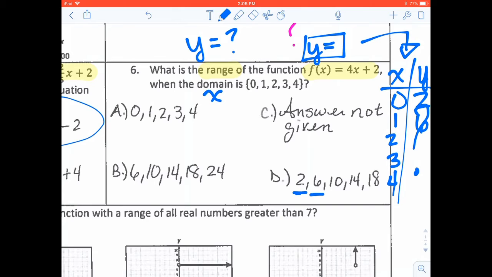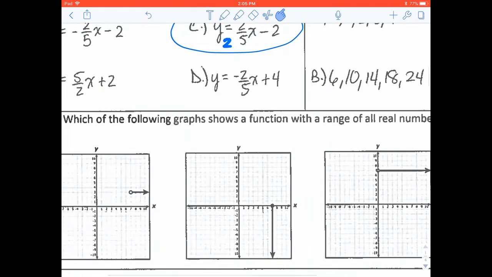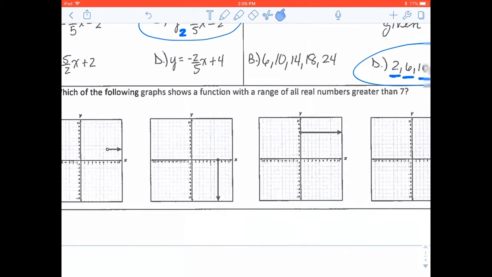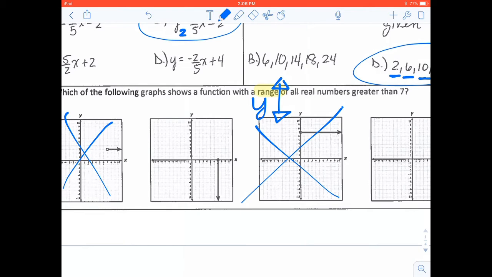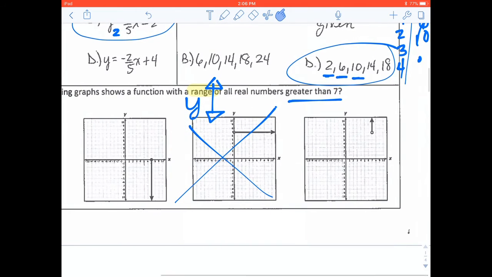Question 7. Which of the following graphs shows a function with a range? So we're talking about the Y. The Y-axis goes like this. So we're looking for something that's going to go up and down, not left and right. That has to do with domain. A range of all real numbers greater than 7. So we're going above the number 7. And if you look at answer choice D right here, notice that 7 is right here, and it's going above 7.